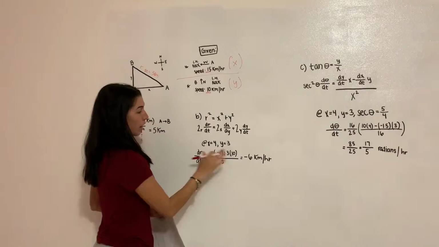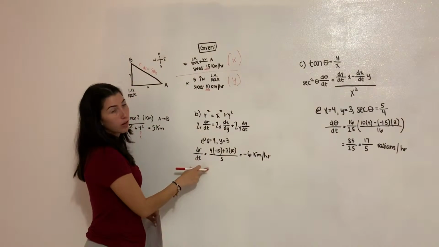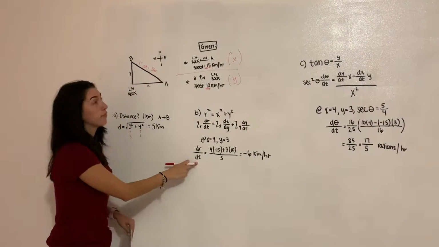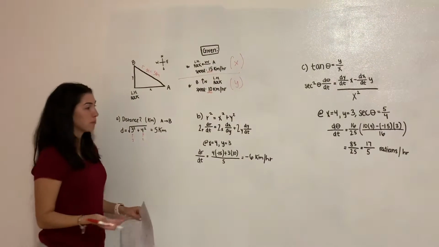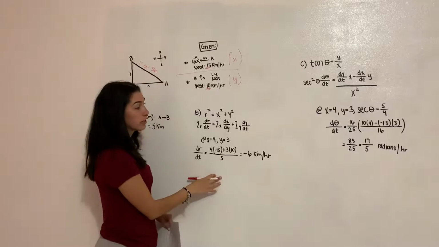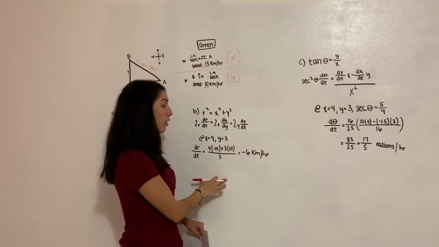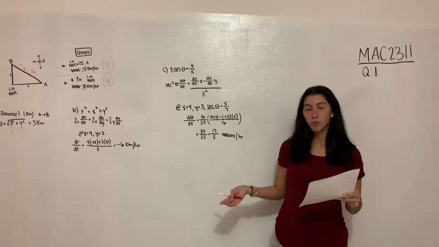And then you add those, and then you put that all over 5, which is your distance from A to B, which was the distance we got in part A. And then once you do that whole equation, you're going to get negative 6 kilometers per hour, which is your rate of change. Okay, so to find part C, first you got to know what you're asking for.